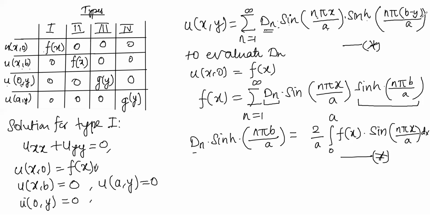When I impose that, if I put x comma y as 0, then I'll get a condition. That's why I have imposed a condition on u(x, 0). So I'm writing here n pi (b minus y).